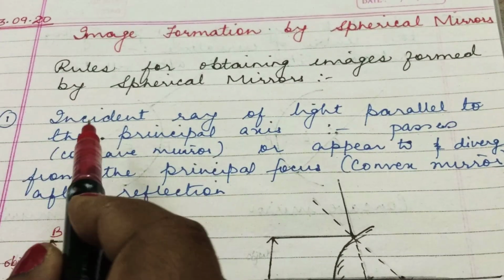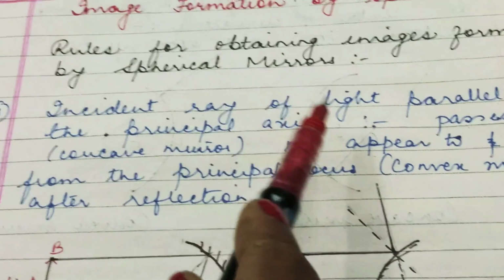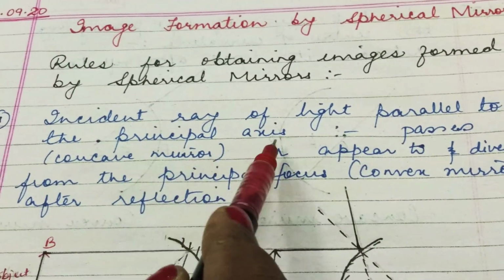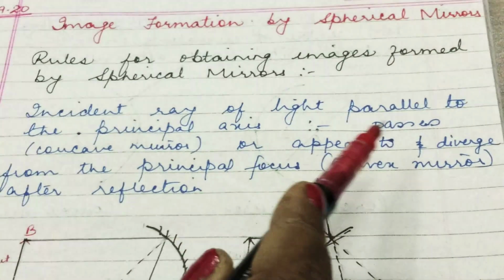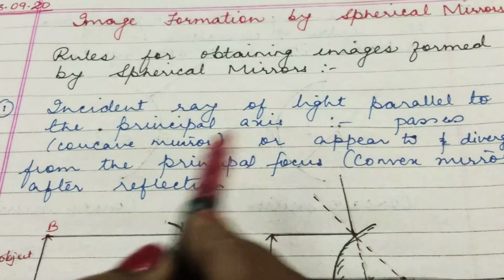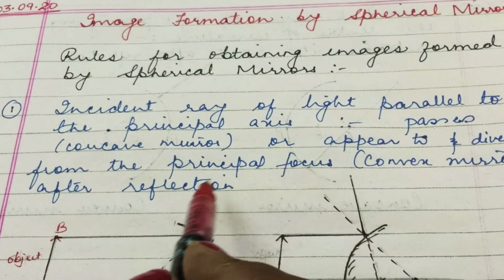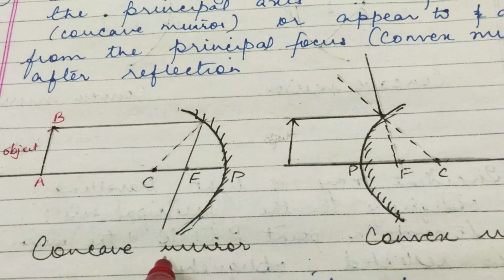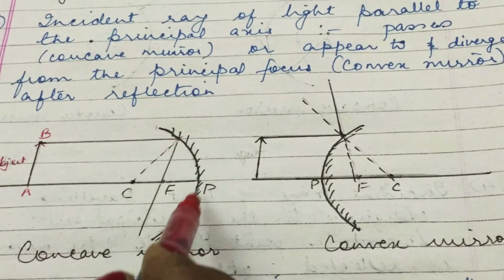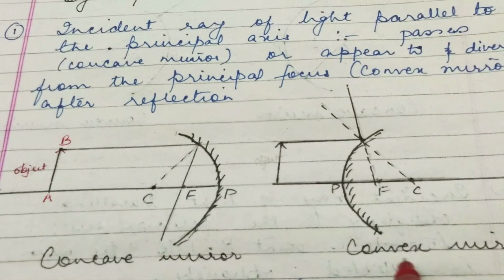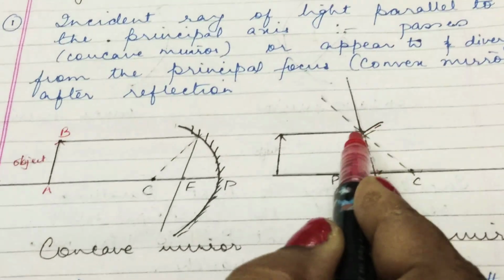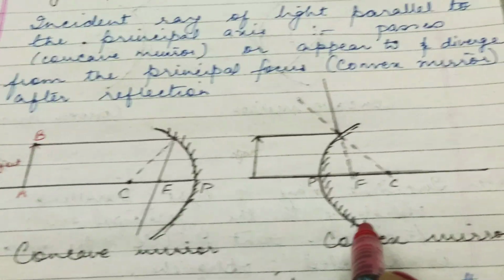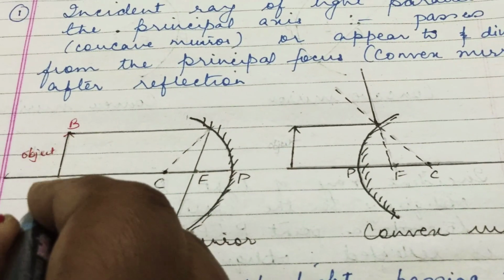The first rule is that an incident ray of light parallel to the principal axis passes through, or appears to diverge from, the principal focus after reflection. Now let us take these two mirrors. This is a concave mirror. The reflecting surface is curved inwards, and this is a convex mirror. The reflecting surface is bulged outwards. Now let us take an object AB.